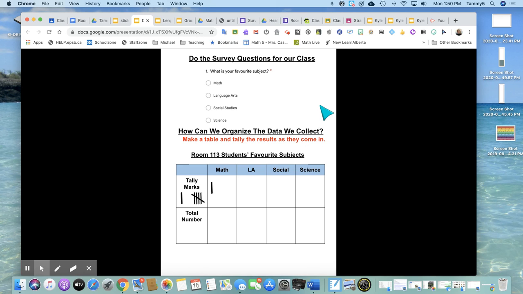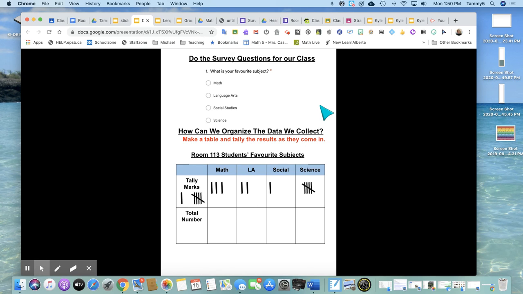So I would put 1 tally mark under math. Then I say, okay, second person comes in, they say math too. So I put another tally mark. Third person comes in, wow, they are loving math. Okay, so third person says they think math is their favorite subject as well. Fourth person says LA is their favorite subject. Fifth person also says LA. The sixth person said social studies. And then what do you know? All of a sudden, 5 in a row, students say science is their favorite subject.